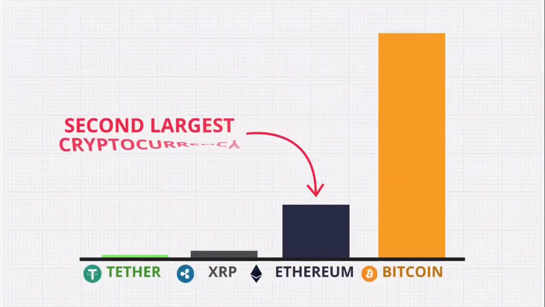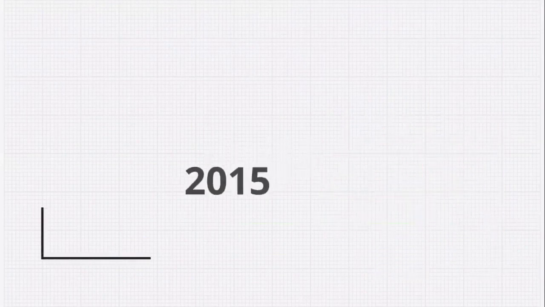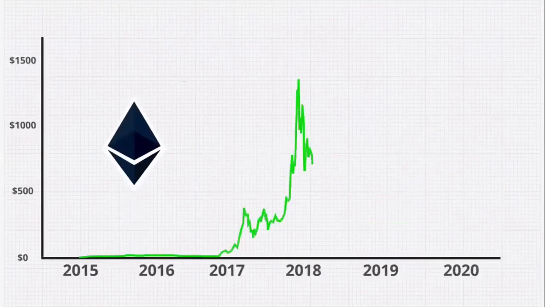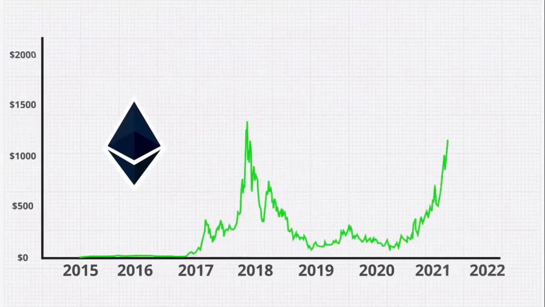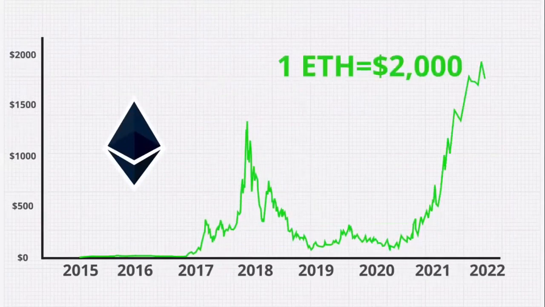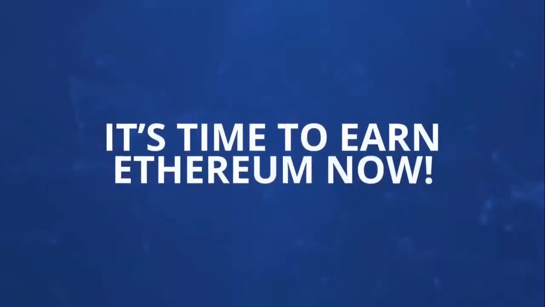Ethereum is the second largest cryptocurrency after Bitcoin, with more developers than any other cryptocurrency. Since 2015, it went up in value from $1 to $1,400 at the peak. And experts predict the price of ETH can skyrocket to over $2,000 in the next 12 to 24 months. It's time to earn Ethereum now.